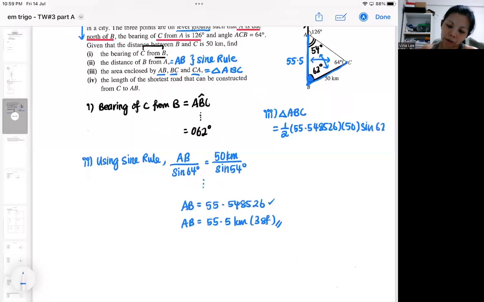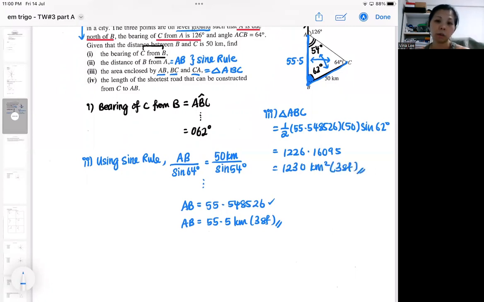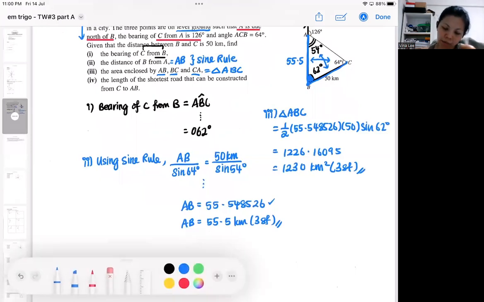to get the area. Again, the area that you get will be a lot of numbers. So don't be lazy, write out as many as you can, but the answer will be a 3SF answer. So let's say in the subsequent part you require this area, you shouldn't be using 1230. You should be using 1226.16095.